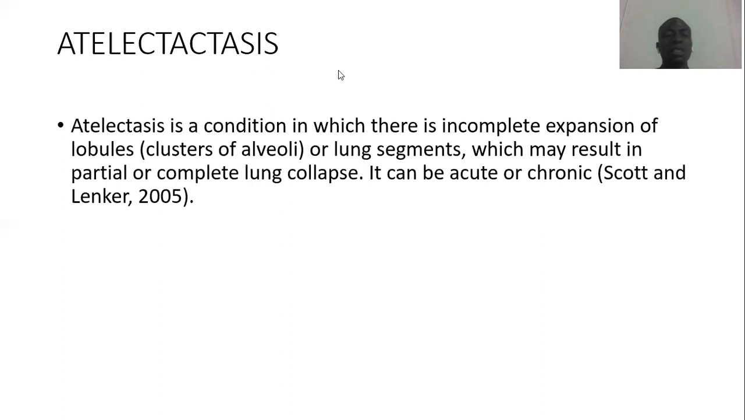Okay, let's look at atelectasis. Atelectasis is another condition of the lower respiratory tract. It is the condition in which there is incomplete expansion of the lobe or lung segment, which may result in partial or complete lung collapse. It can be acute or chronic.